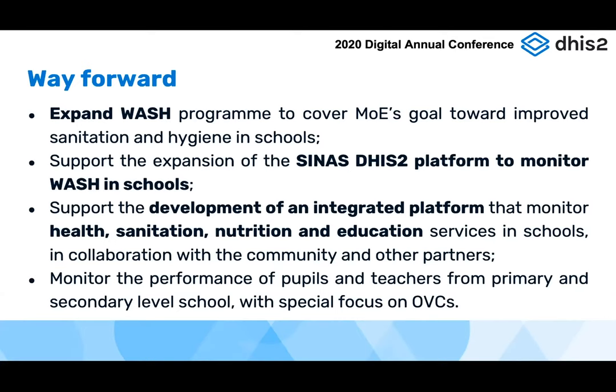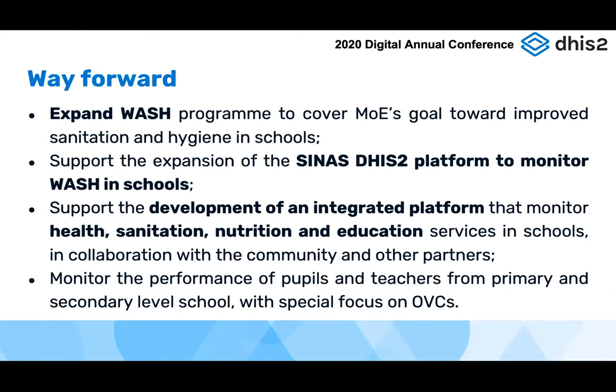And at the end, also focus on monitoring the performance of pupils and teachers from primary and secondary schools, with a special focus on orphans. We have identified some of the NGOs and community organizations that are working with orphans. One of their targets is to look at these vulnerable children, to keep them at school and provide some subsidies, for example, education fees. So the idea now is to expand, within this integrated system, the process of monitoring them to make sure that they continue at school and don't drop out.